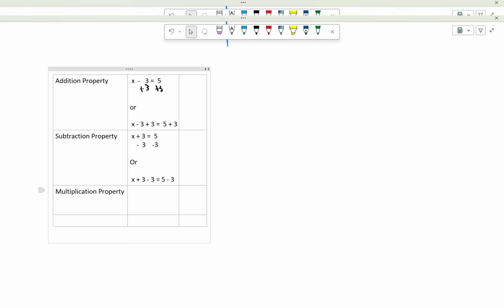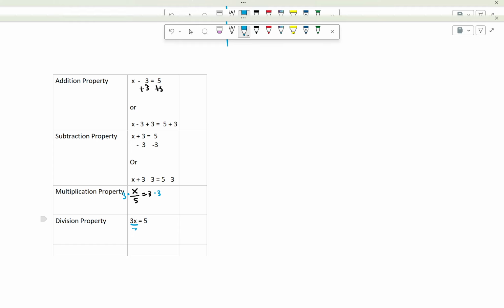I've got my x over 5 is equal to 3. And then my inverse operation here is that I'm going to multiply both sides by 3, right? Really simply put, in order to solve for x, 5 times 3 is going to be equal to 9. Then we have the division property, showing that inverse operation, where we're going to have 3x is equal to 5, okay? And of course, in order to solve for x, we're going to divide both sides by 3, all right?